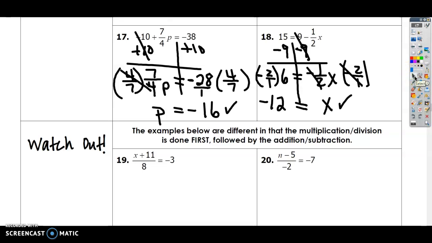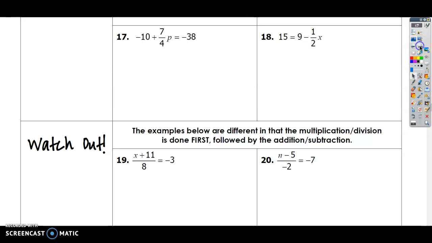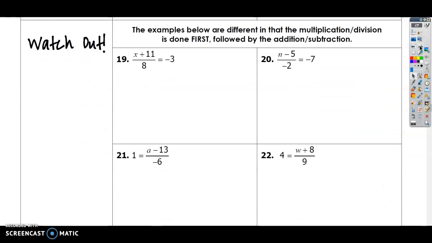All right, moving on down, it gets a little bit more complicated, but just a little different because you have to think of the rules in a different order. So the examples below are different in that multiplication and division is done first, followed by addition and subtraction. And why is that? Because of the division sign here. So what we're going to do is first look at this division sign kind of like parentheses. It's grouping that whole top together, so we need to get rid of the bottom first.